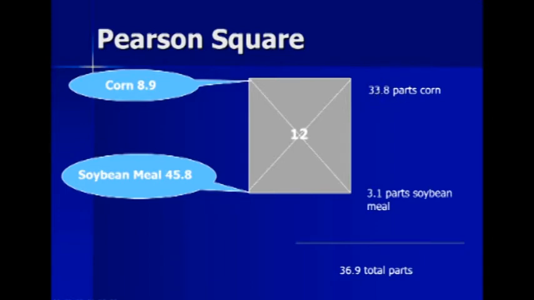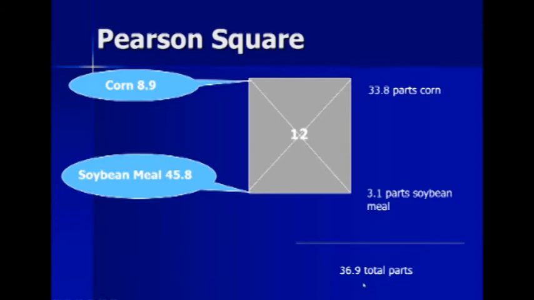The value here that we get after subtracting the required value from the protein value is of soybean meal, but we have to consider this value for corn, not for soybean meal. So the answer over here basically indicates the amount of corn. And similarly, here we subtract 8.9 minus 12 and we get 3.1. So this 3.1 is the part of soybean meal. Now you have to sum up these two values and we get a total of 36.9 total parts.